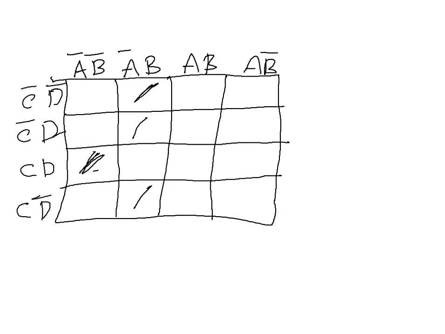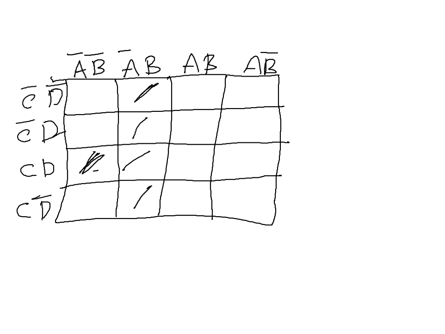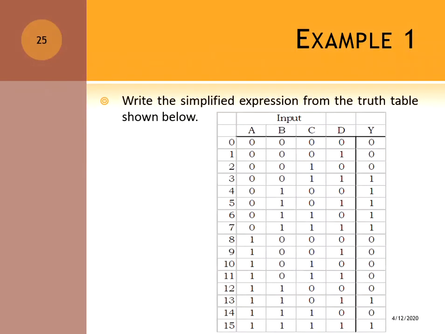A bar B C D. Two more. A B D, and then the last one, A B C D. Okay, 7. Correct. Next.